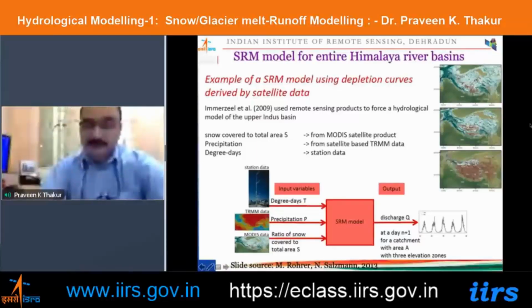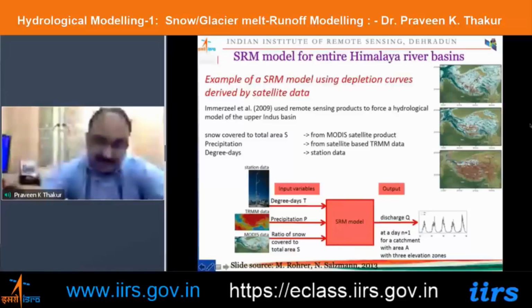So this is one study done by Immerzeel in 2009, where they used MODIS-derived snow cover and TRMM-based precipitation. Both are derived from satellite remote sensing only. And then some station data is there. Gridded data sets are available from CRU and the World Meteorological Organization, and from IMD also gridded data is available. So degree days you can get from there.